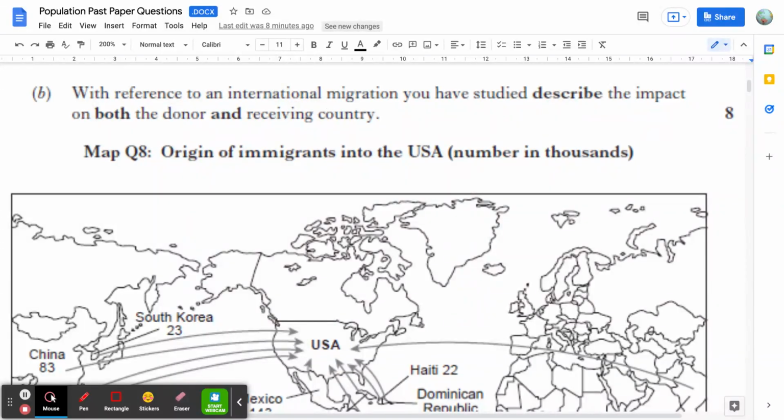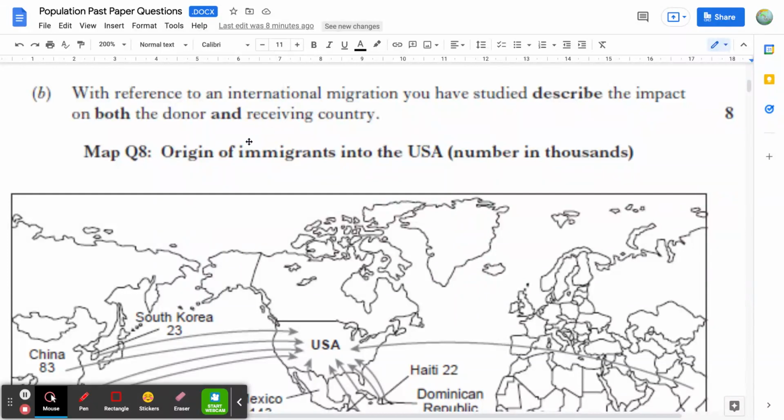Now, when I go through this answer in a second, I'm going to emphasize more than 4 points for each because this is an 8-mark question. And if you encountered this question, you'd probably do a range of factors to do with donor and receiving, which would add up to at least 8 points. However, this question can be just focused on either the donor or the receiving, and the question could be anything from 6 to 8 marks.